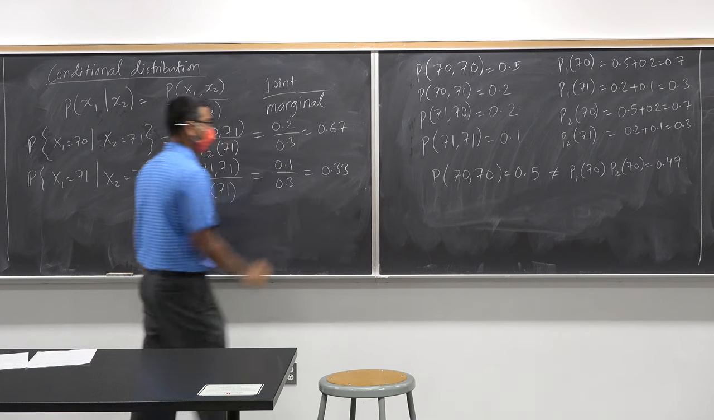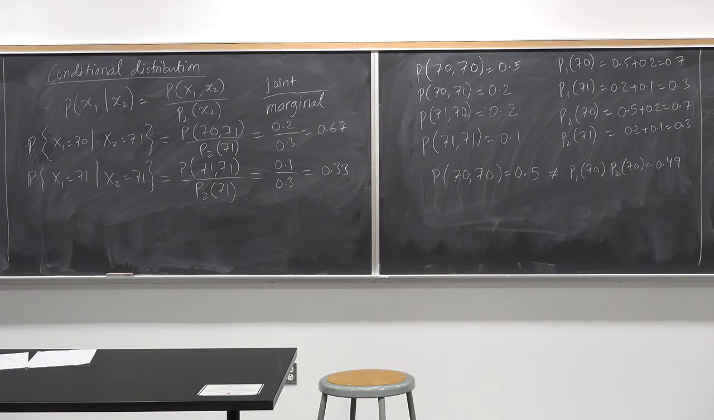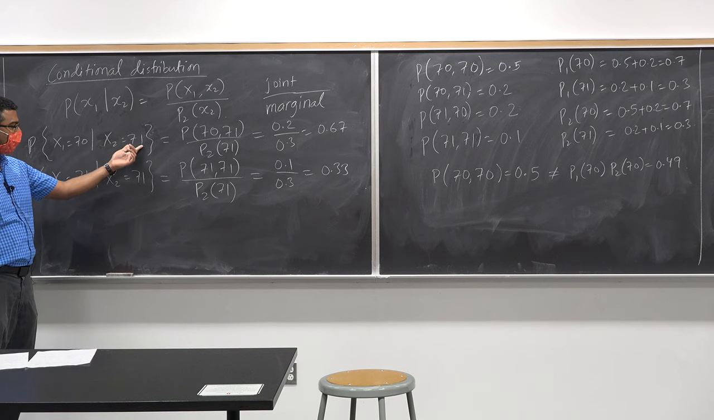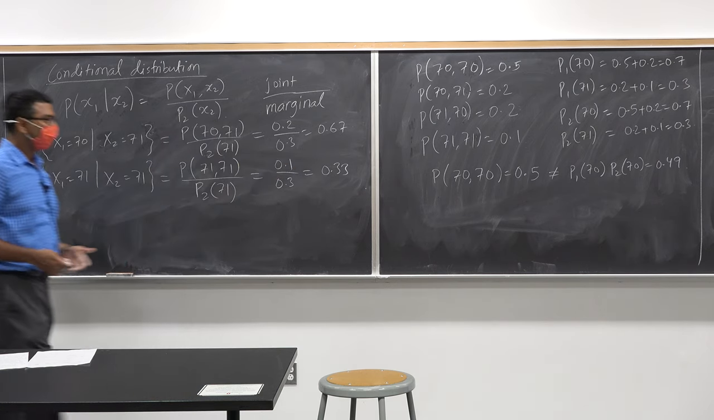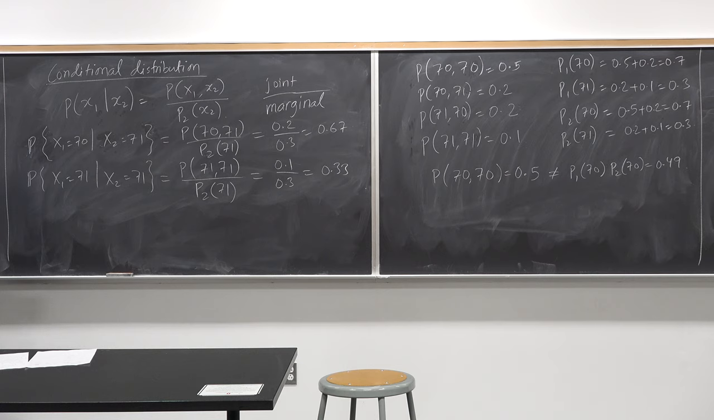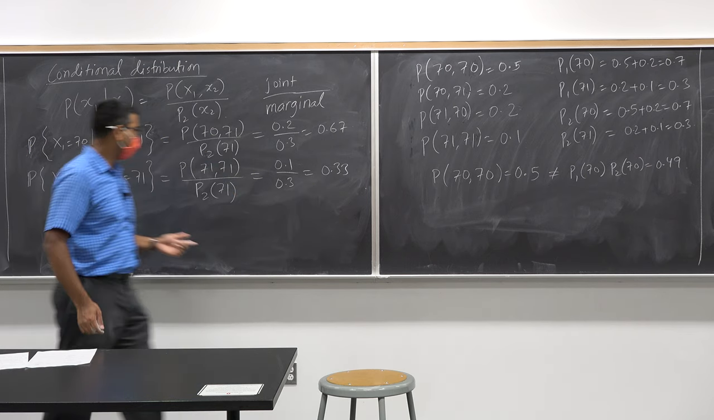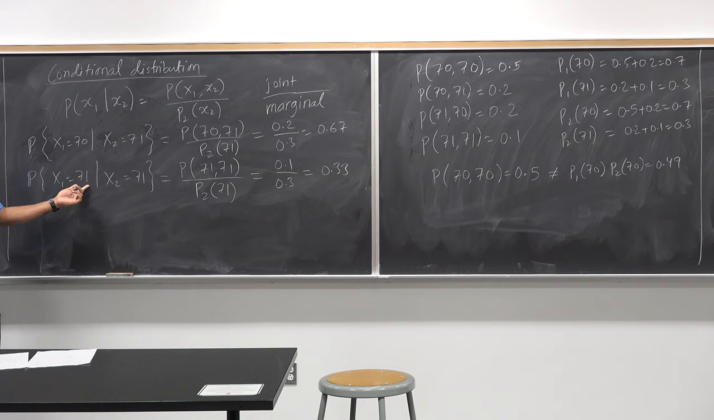0.3 equals 0.33. Okay, so I'm in room 2. I saw the thermostat temperature is 71. With probability 0.67, or 67% of the time, room 1 will be at 70 degrees Fahrenheit. On the other hand, 33% of the time, room 1 is going to be at 71 degrees Fahrenheit. So it's more likely that room 1 is at 70, and less likely that it is at 71 degrees Fahrenheit.